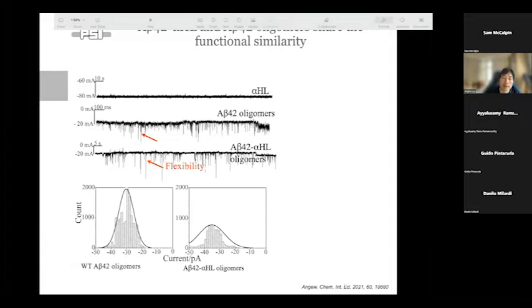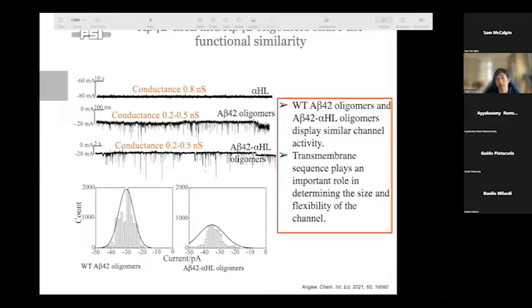So we compare the conductance. The conductance for wild type alpha hemolysin is around 0.8 nanosiemens, and for the wild type A beta 42 oligomers, it's around 0.2 to 0.5 nanosiemens, which is equivalent to the amyloid beta 40 hybrid sequence. So what we can learn from here is that wild type A beta 42 oligomers and the hybrid artificial A beta oligomer display very similar channel activity, and alpha hemolysin does not change the channel activity once we put the engineered A beta on the scaffold. So again, the transmembrane sequence plays an important role in determining the structure and flexibility of the alpha hemolysin nanopore.